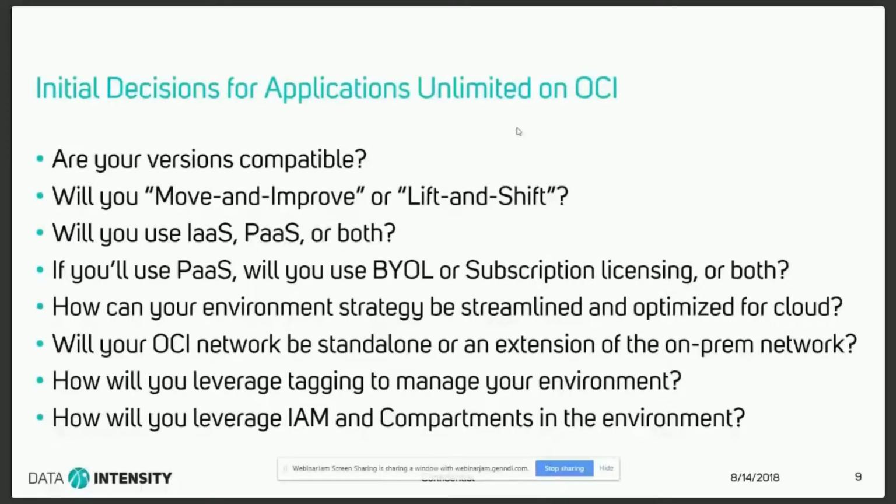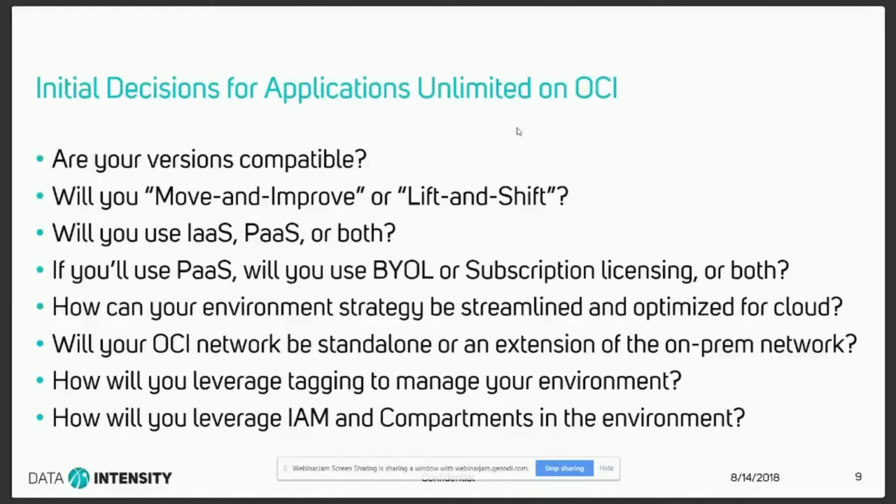You need to think through your OCI network configuration, whether that's going to be standard, standalone, or an extension of your on-premises network. How are you going to leverage tagging to manage your environment? One of the things that you can think about is tagging by application, tagging by department, tagging by application type. That will allow you to have some additional information around cost controls. So as you provision storage and compute, you can tie those system resources to an actual application environment or a cost center or things like that.